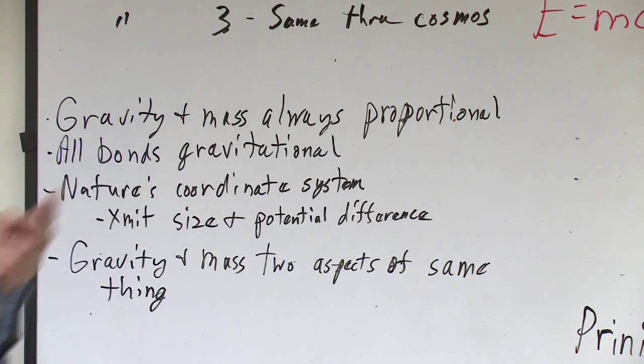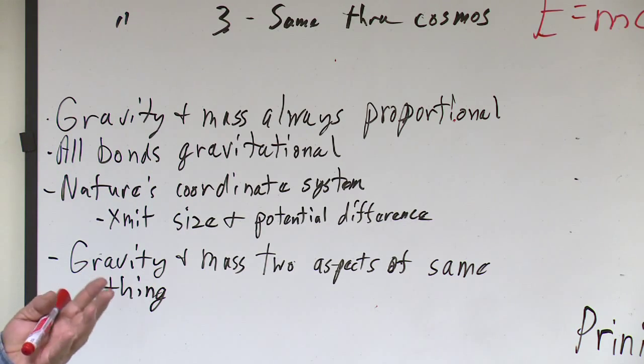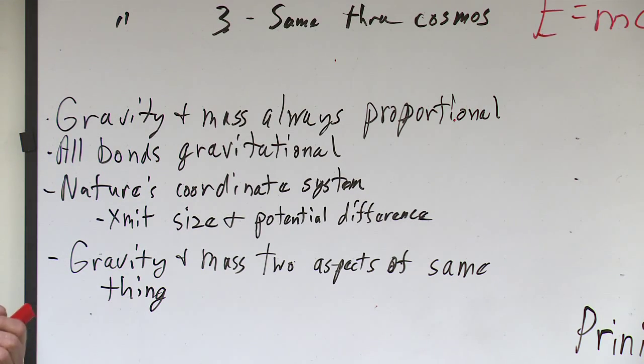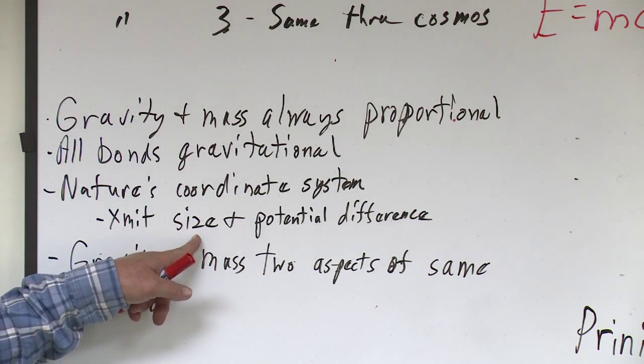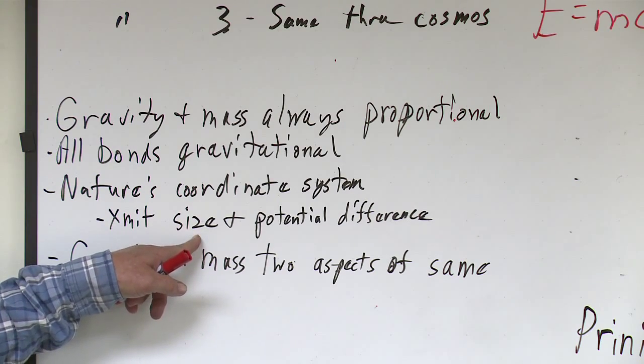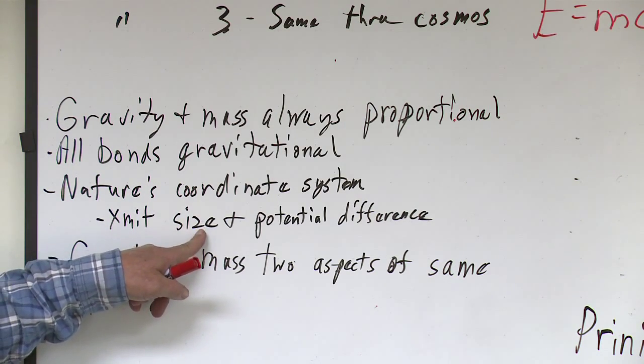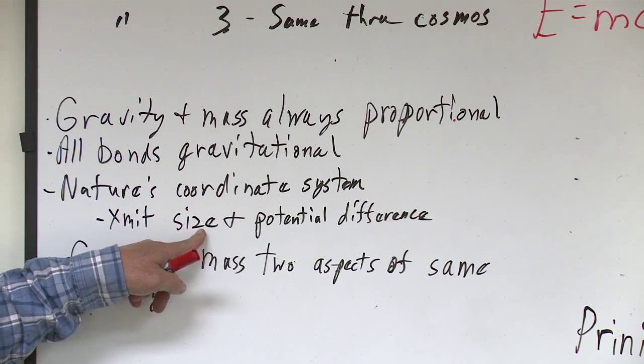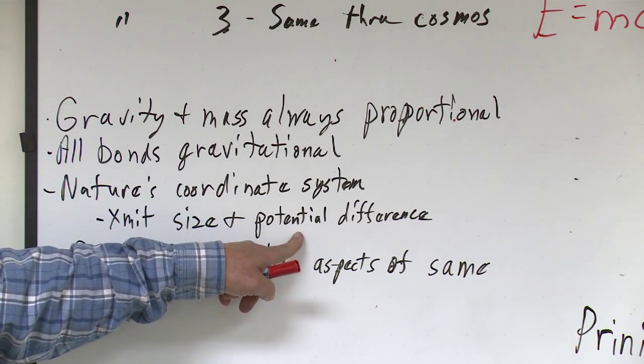nature has two things that she has to transmit between different masses. And that's the size of the mass. There is no 17th particle that's a God particle. All gravitational energies are transferred between all masses by the gravitational system. So the gravitational system is responsible for instantaneously transmitting the size of each mass to any other masses it connects with, and also the potential difference.